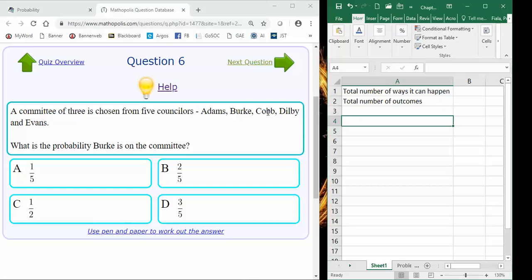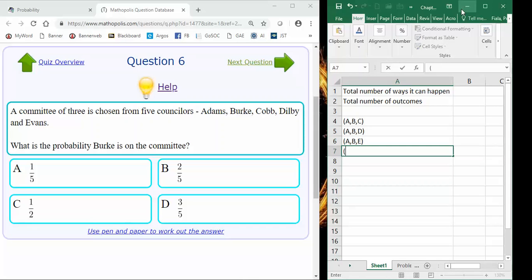Okay, next. A committee of 3 is chosen from 5 counselors: Adams, Burke, Cobb, Dewey, and Evans. Oh, A, B, C, D, and E. What is the probability Burke is on the committee? Well, first of all, we've got to put all the combinations. Let's put all the possible combinations A can go with for 3 out of the 5. So A, B, and C. We have A, B, and D. We have A, B, and E. But we also have A, C, and E. Then we have A, D, and E.